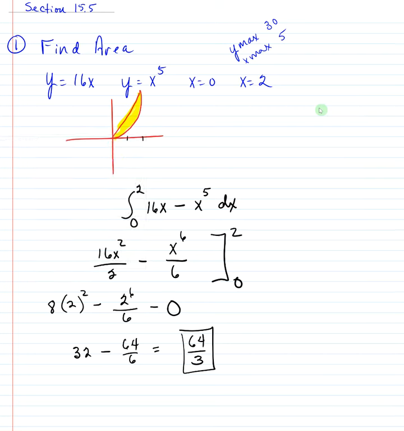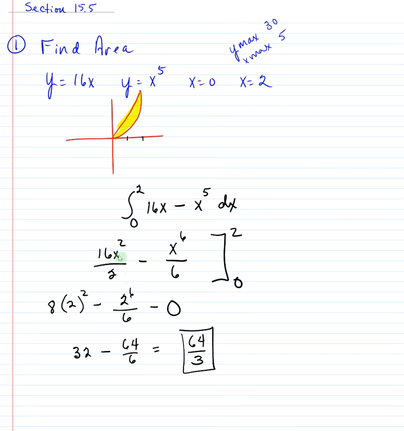And I don't need to use the calculator to find my intersection points because we know it's from 0 to 2. So the area is the integral from 0 to 2 of 16x minus x to the fifth. Why is 16x on top? Why is it first, subtracting the other one? Because it is essentially on the top of the shaded area. And so it's this function minus this one.